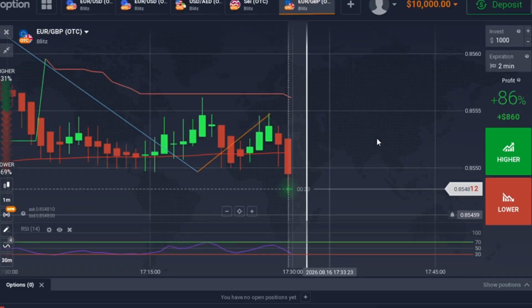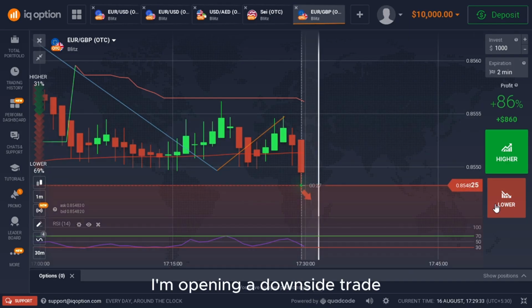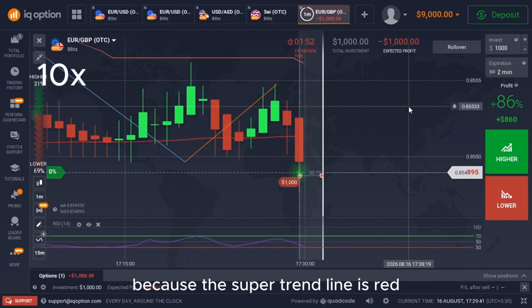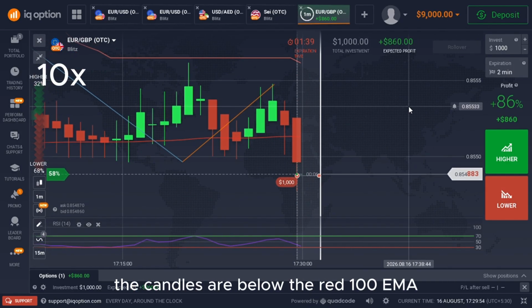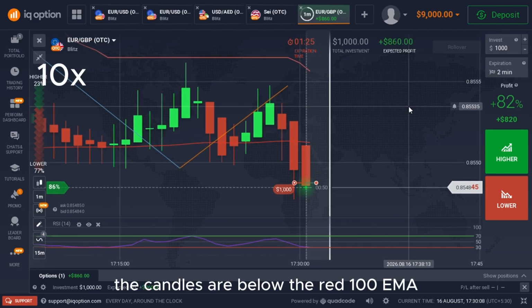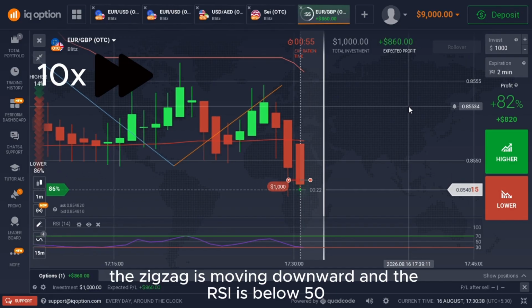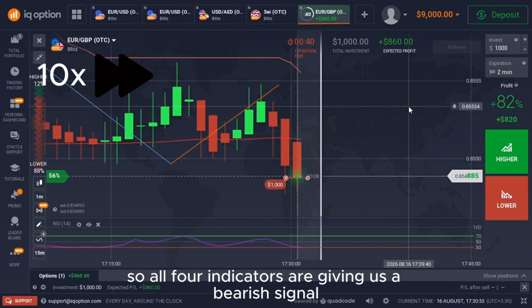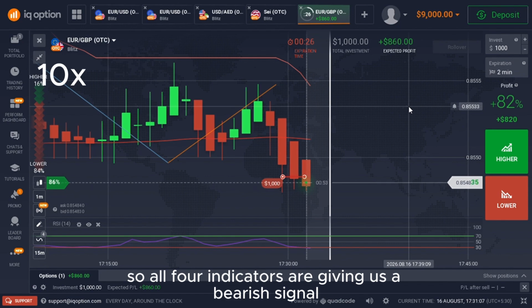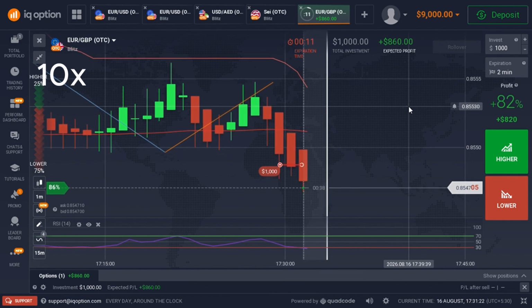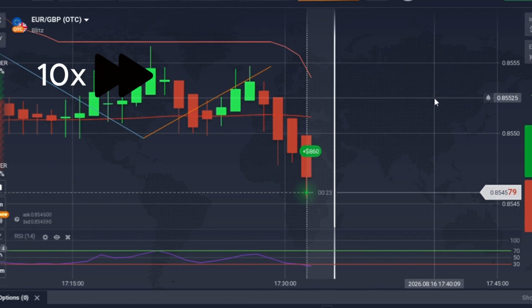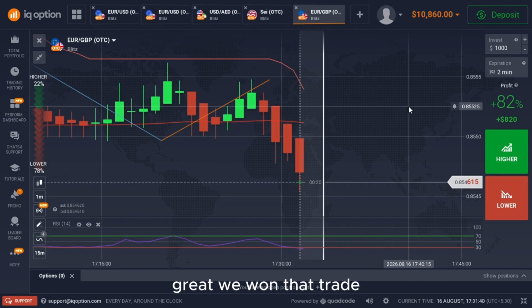Alright, here, look. I'm opening a downside trade because the super trend line is red, the candles are below the red 100 EMA, the zigzag is moving downward, and the RSI is below 50. So all 4 indicators are giving us a bearish signal. Great! We won that trade.